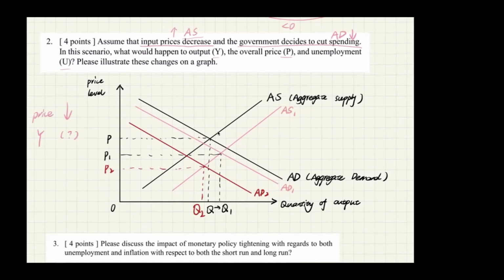Maybe because the change of aggregate demand does not equal the change of aggregate supply. And which one is larger, which one is more, will be very important, okay? And also we don't know the unemployment rate. So this is the answer to this question.